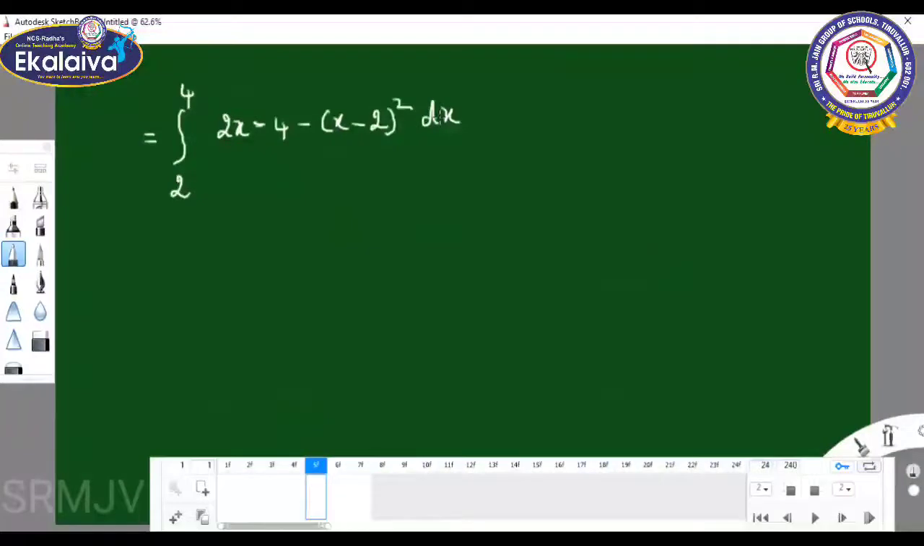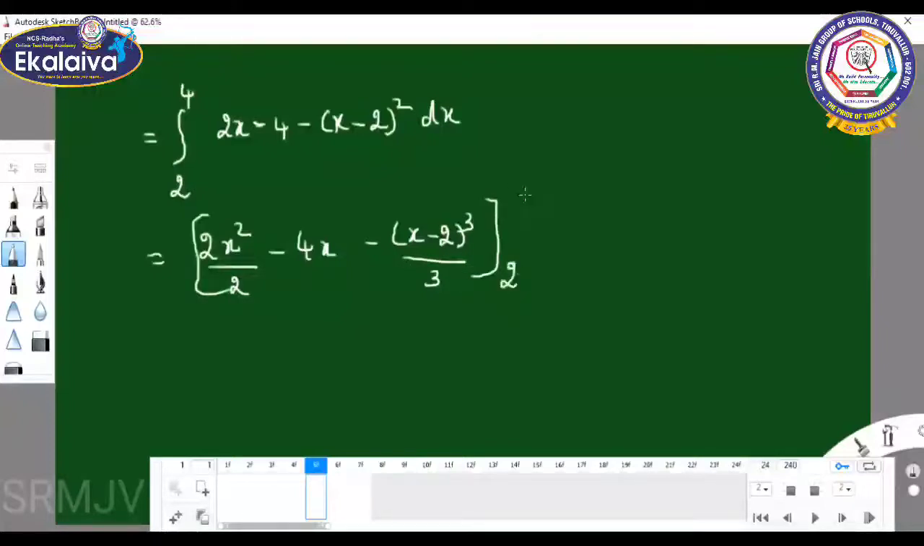Now we can integrate that. What is that? 2 into x becomes x square by 2, minus 4x, minus (x minus 2) the whole cube by 3, because x power is 1. The limit is 2 to 4. Here the 2 gets cancelled. So you can apply upper limit minus lower limit.